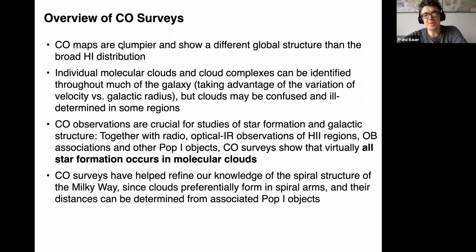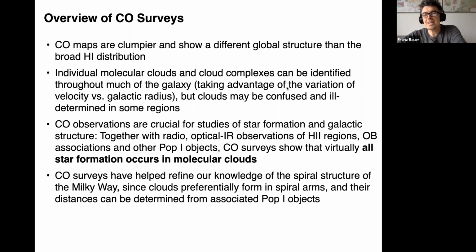And so CO maps are generally clumpier than, say, neutral hydrogen distributions. There are also maps of neutral hydrogen made with radio 21 centimeter, and in general, the CO maps are much clumpier because the neutral hydrogen, remember, was only measuring the low density portion of the ISM. The CO maps are measuring a much higher density portion, so much clumpier.